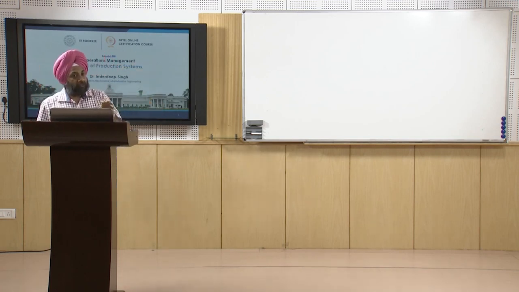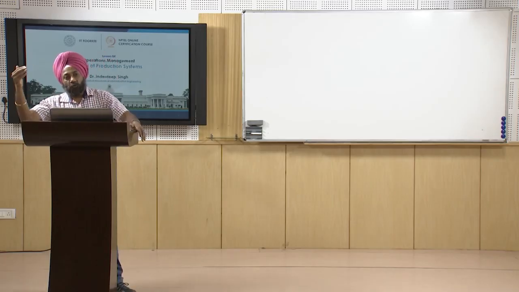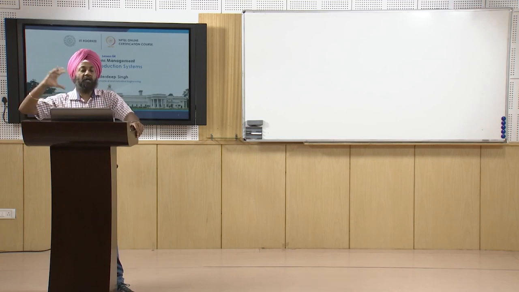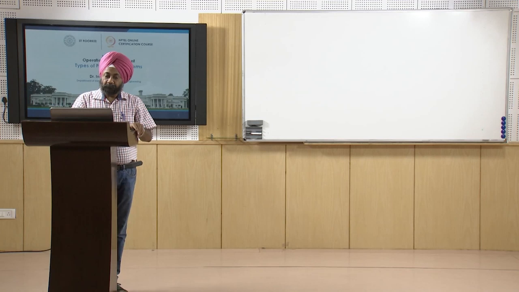Elements are, we have seen this diagram 2-3 times, that there are inputs into the system, then there are outputs from the system, and there is a transformation happening to the inputs so that we get a usable or tangible product in the output. So input, transformation and output are the 3 elements of any production system.